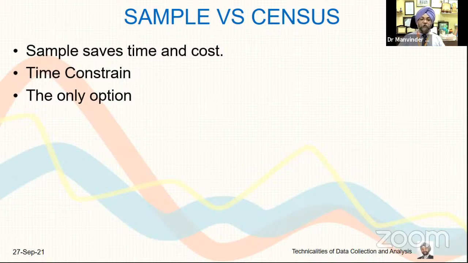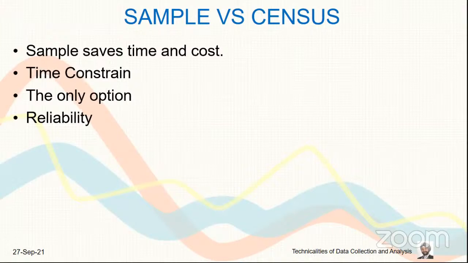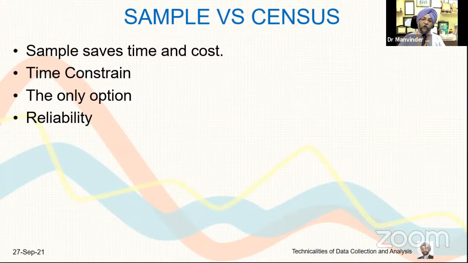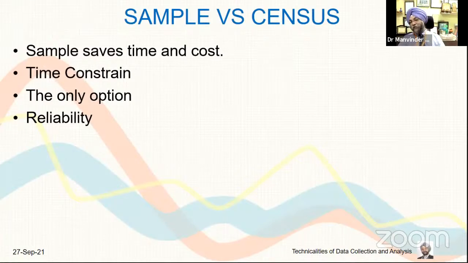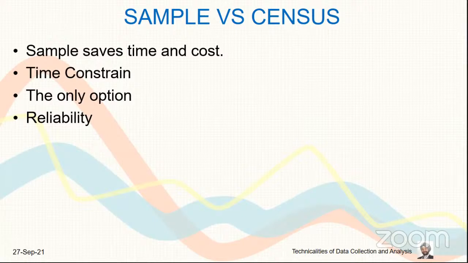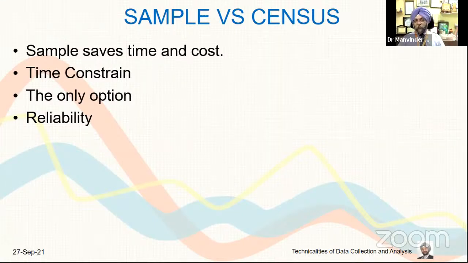Another thing is reliability. How will you check the reliability? Reliability can also be checked with the help of a sample, right? When we are studying a sample instead of the entire census, then only can we see to what extent it is reliable. So this is about doing a sampling versus going with the census.